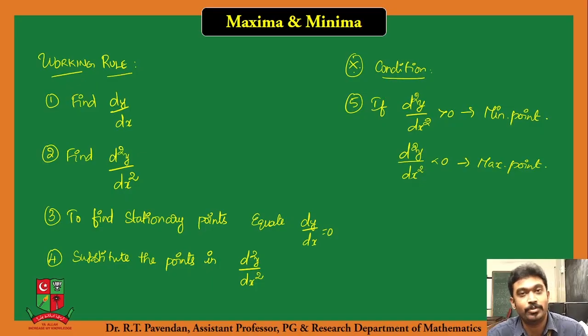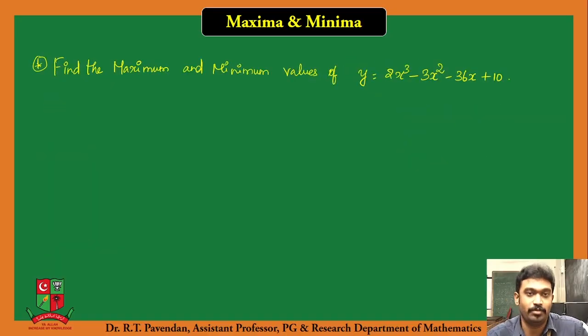It is actually in the opposite direction. So d square y by dx square greater than 0 means the point we obtained is going to be a minimum point. Likewise, if d square y by dx square is less than 0 means the point that we have obtained is going to be the maximum point. So this is the working rule. Let us start with the actual problem. This is one of the important problems which is a repeated problem in your semester question papers. So we are going to deal with this problem.